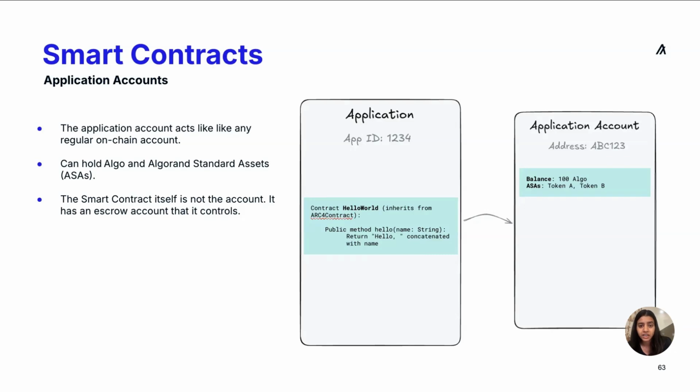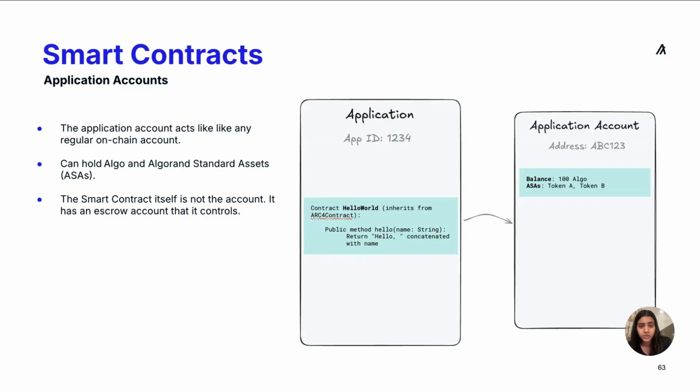The smart contract itself isn't the account. So let's say your smart contract has an application ID of 1234. That's how the network identifies the program. But then there's also a completely separate account address, maybe something like ABC123, and that's the actual wallet that can hold funds. The cool part is this. In your smart contract code, let's say you have a simple Hello World application. You can write logic that tells this account what to do with its funds.